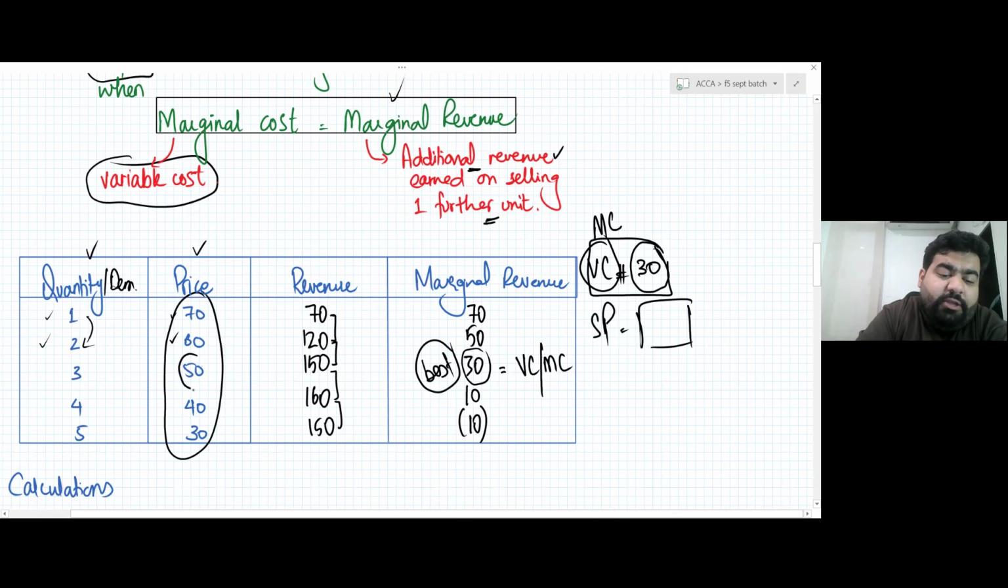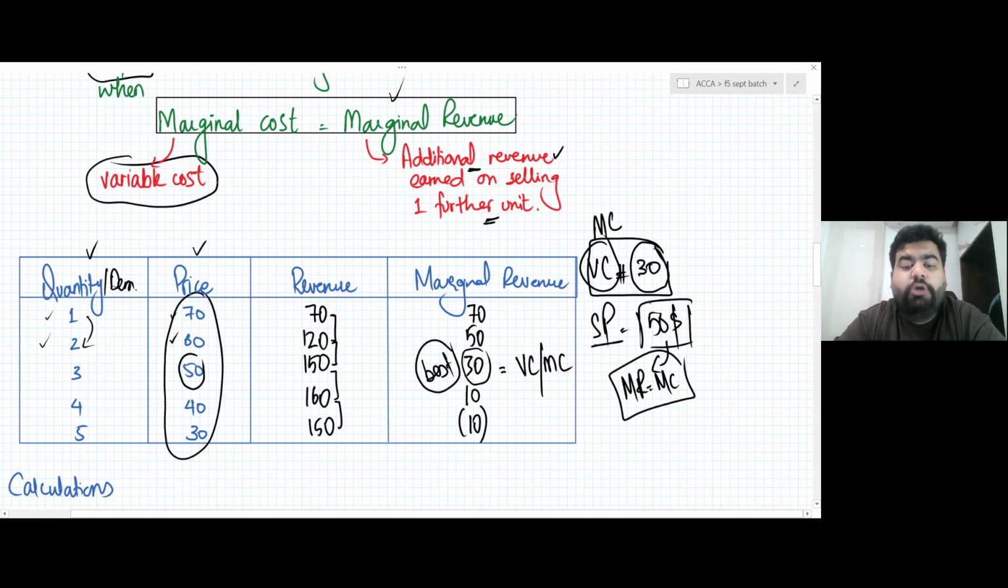That price is 50. So we will say that the best selling price is 50. Sell the product for 50 because at this point your marginal revenue and marginal cost become equal. So we'll set this price according to this algebraic concept. The algebraic concept mainly says: calculate the variable cost, calculate the marginal revenue, and see the point where the company's variable cost, meaning marginal cost, is equal to marginal revenue.